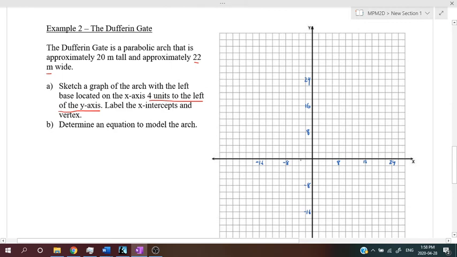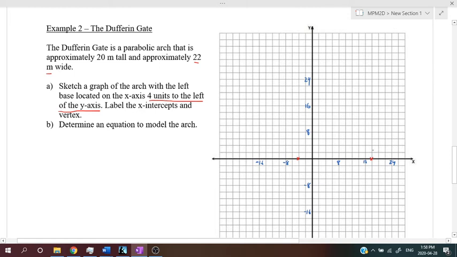Okay, so the first one is -4 away from the y-axis. Next one is 22 away from that, which we figured out was positive 18, right? So if you add 18 and -4, you get 22. That's the total distance there. Okay, so we can imagine this arch. This is not an arch under the ground. This is going to be an arch above the ground, so it's going to be opening downward. And we're told that it is 20 meters tall.